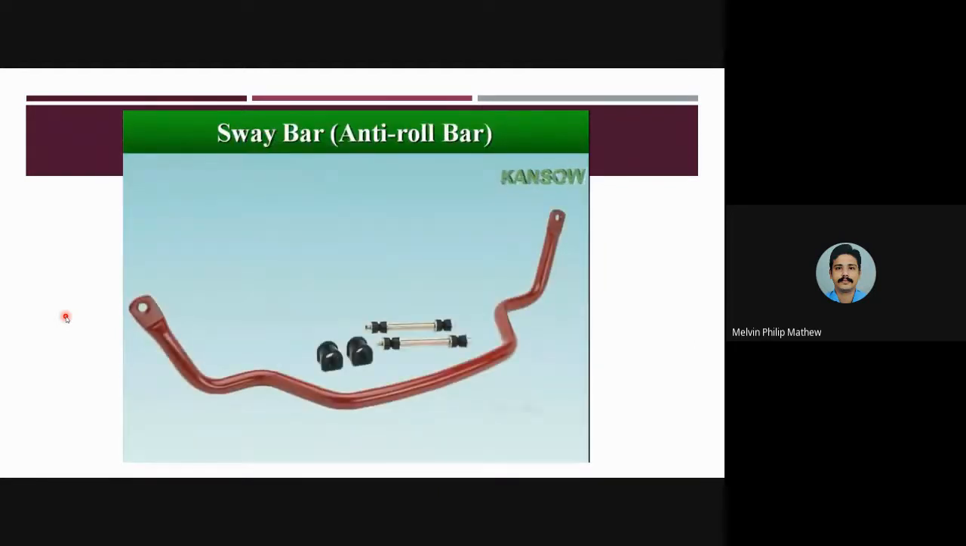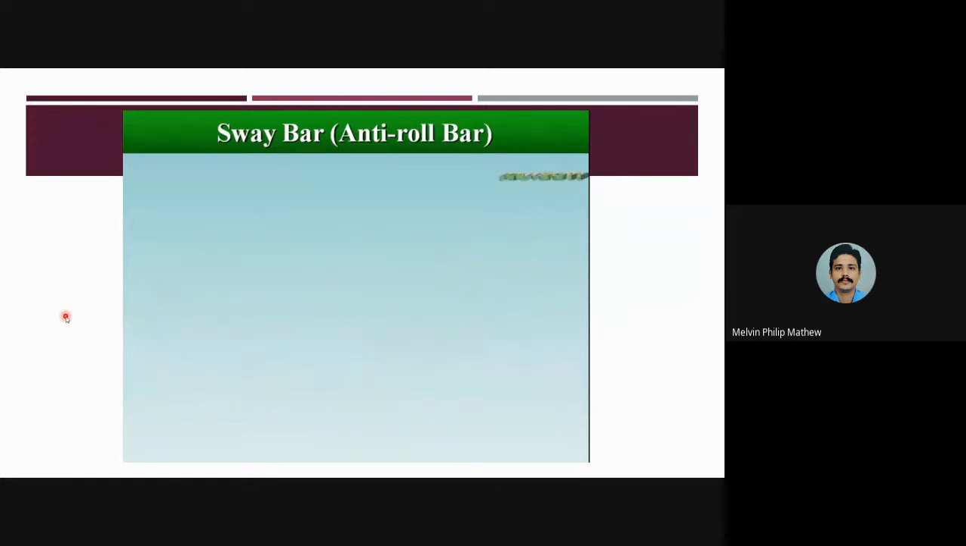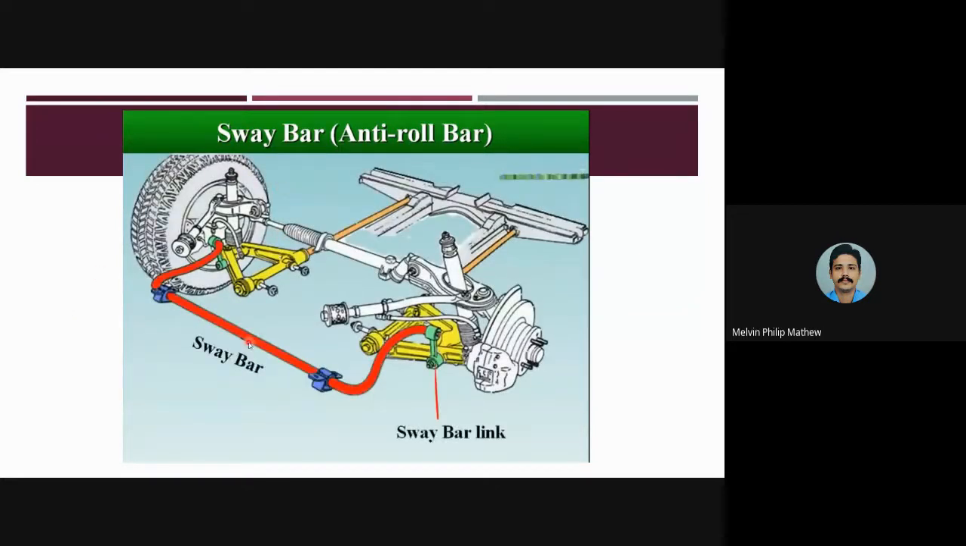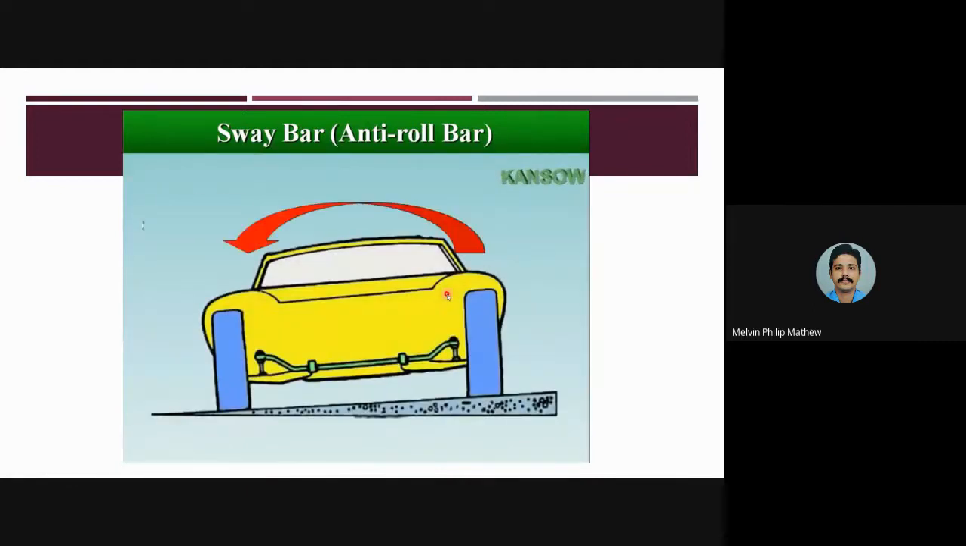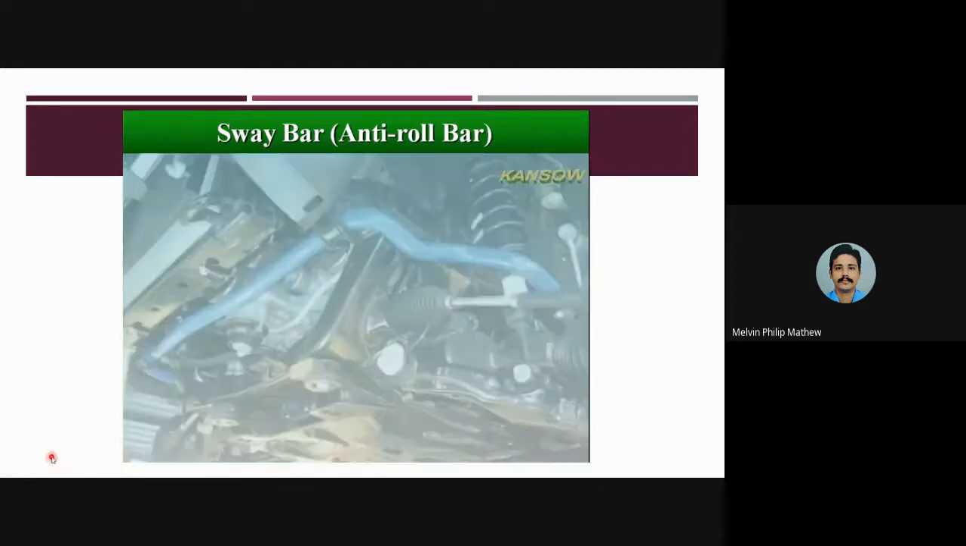Sway bar is also called stabilizer bar or anti-roll bar. Sway bar connects lower control arms on both sides of vehicle. Sway bar operates as a spring when car leans to one side. If one wheel moves up or down in relation to the other wheel, bar twists as it tries to move the other wheel along with it.